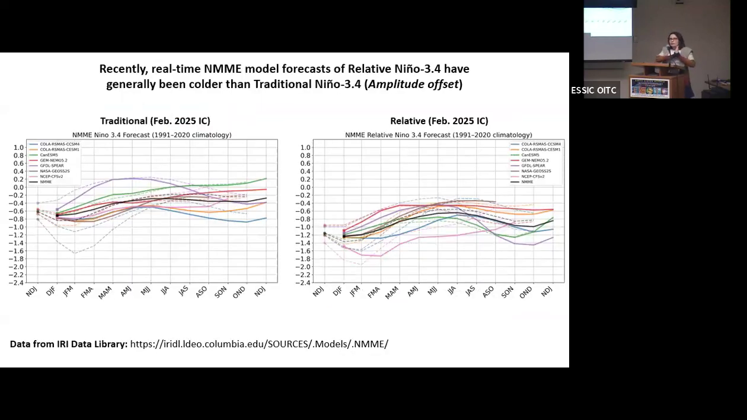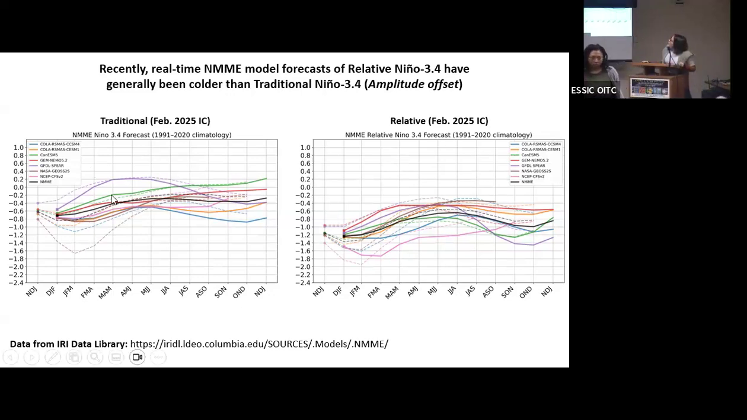So I looked at a deterministic metric over a 40-year record, a probabilistic metric over a 40-year record. Now let's talk about what's happening right now, because we're seeing an offset here that is quite noticeable. And we've been watching this for the last year. We've been creating these diagrams and studying them.